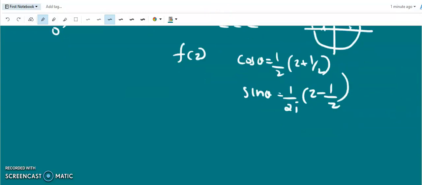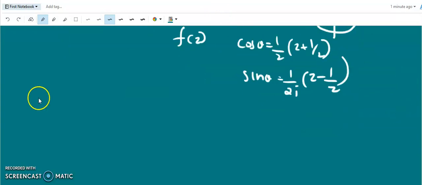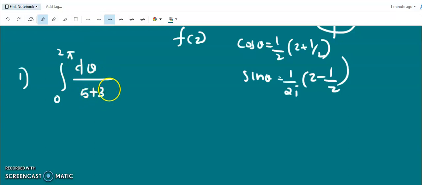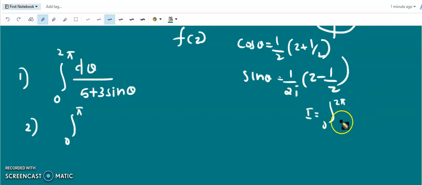So now you have some assignment questions. Calculate integrals of this one. First one is evaluate the integral 0 to 2 pi d theta divided by 5 plus 3 sine theta. And the second question is evaluate integral 0 to pi. So remember that the integration is from 0 to pi. So you have to consider I equal to integral 0 to 2 pi, and finally the result is nothing but I by 2. Okay.